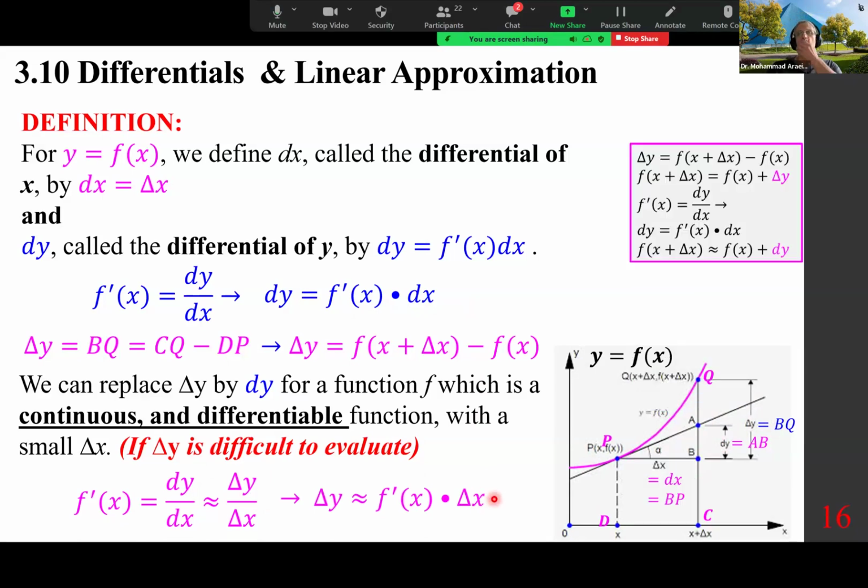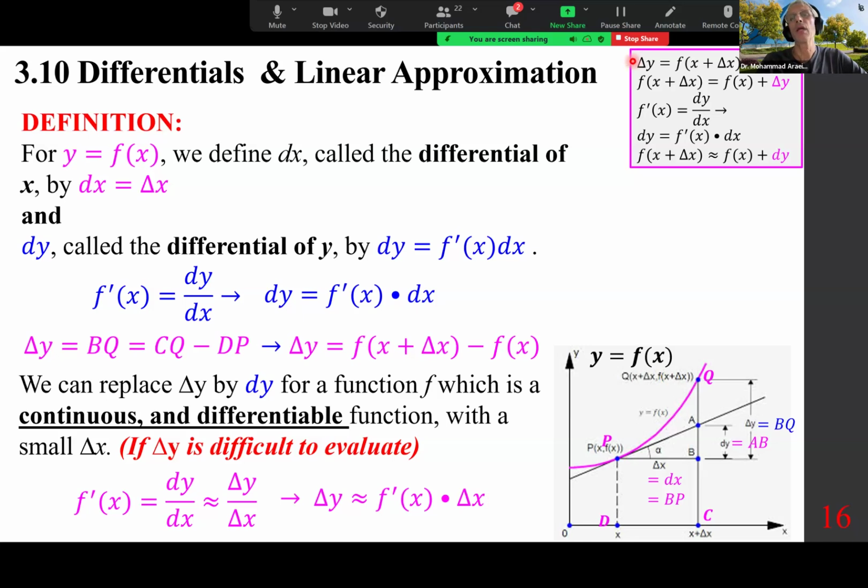So now, everyone, delta y is f of x plus delta x minus f of x precisely. Moving things around, f of x plus delta x becomes f of x plus delta y. Move this one to the other side. We also know that f prime of x is dy dx, and therefore dy is f prime of x dx. Now, if we want to approximate this, f of x plus delta x equals f of x plus dy, which is f prime of x dx. This is called using the differentials.